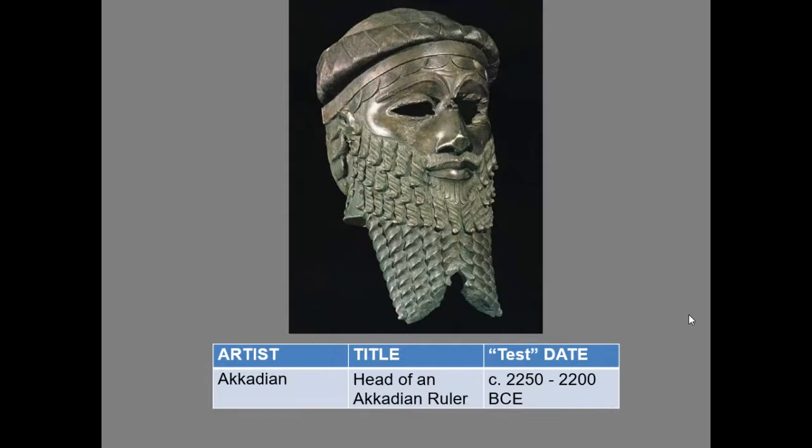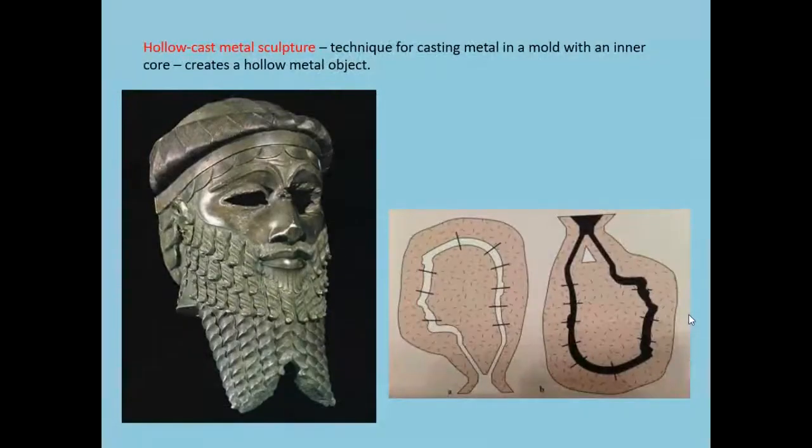This is a hollow core cast metal sculpture, which is a remarkable accomplishment in terms of technological ability to be as old as it is. This is a really difficult technique to be able to pull off with this level of accuracy. He also would have had a full body.